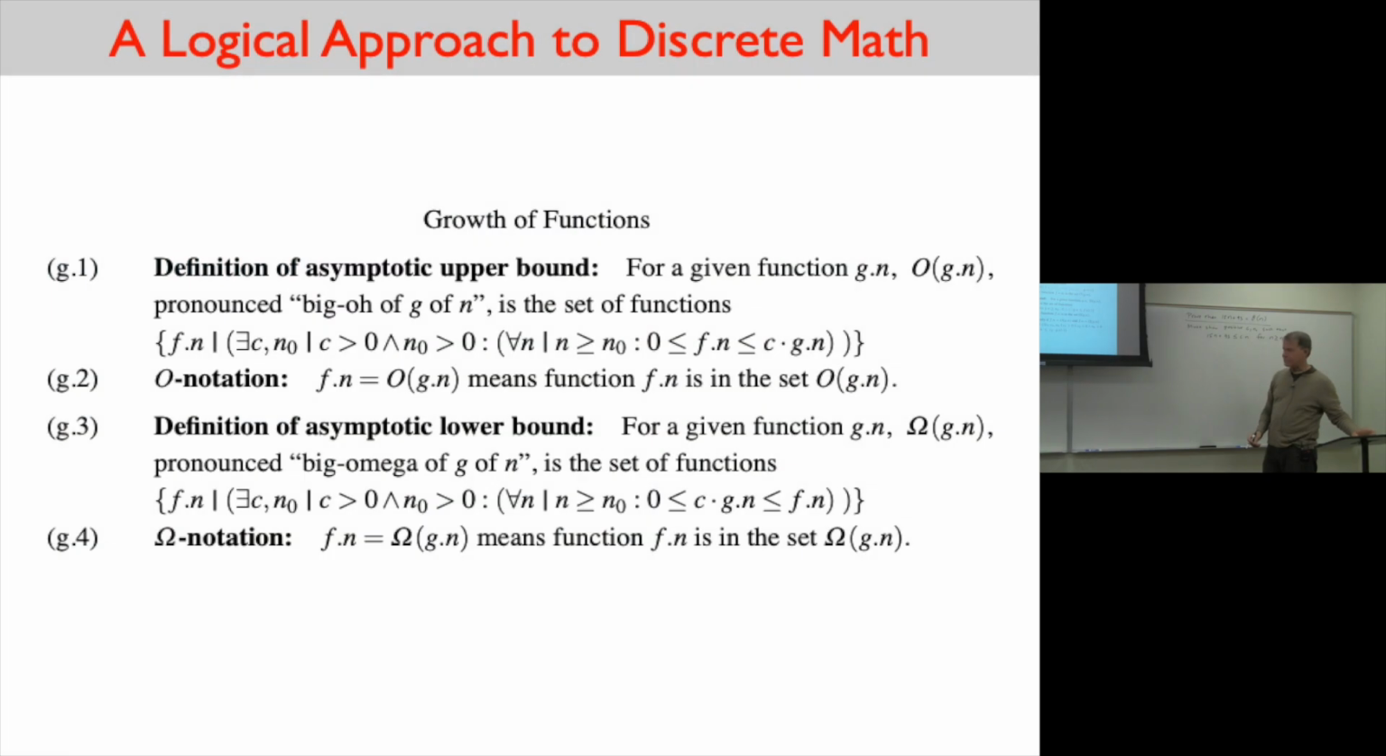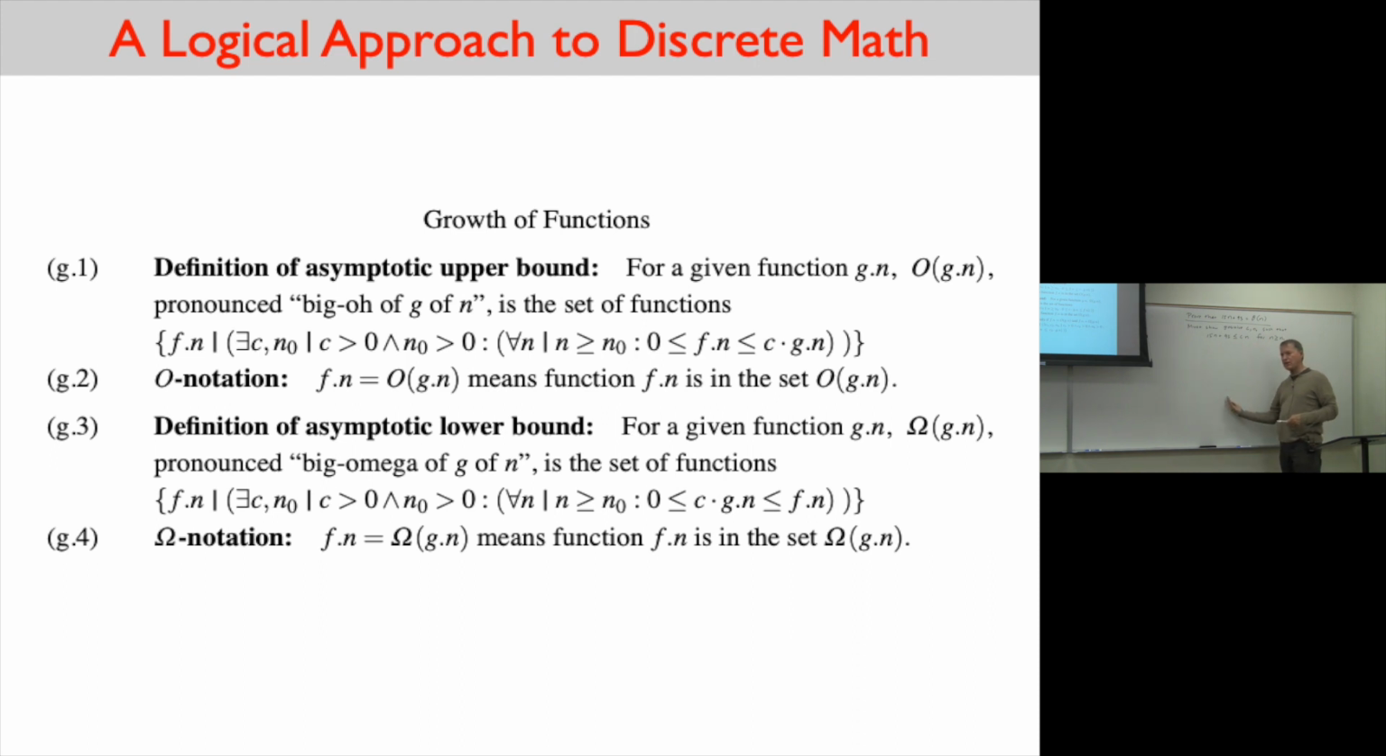What is n naught? That's a good question. We have to come up with a number. It's a specific number. If you look up here at G.1, we have to come up with a number n naught such that if n is greater than or equal to n naught, we can prove that f of n is less than or equal to c times g of n. You can think of it as a sort of crossover point above which this bound holds. Are you with me? That's exactly what it is.